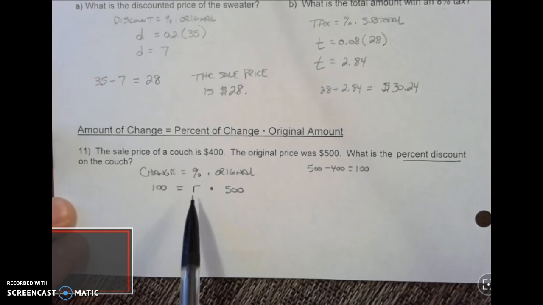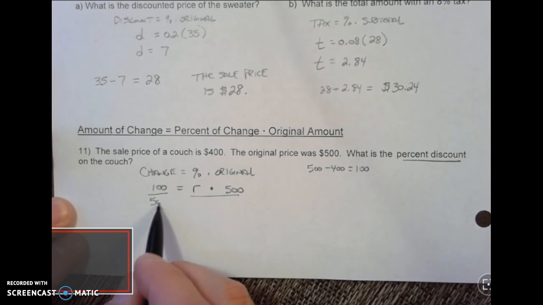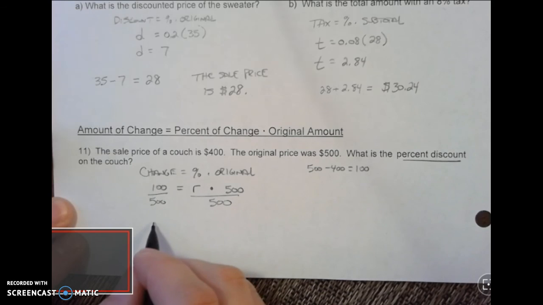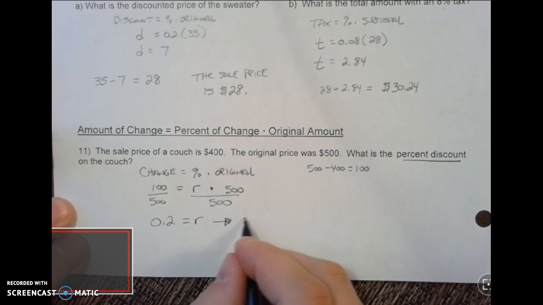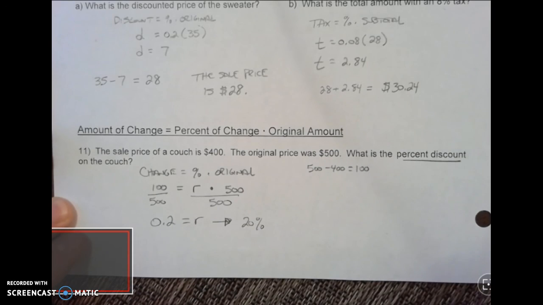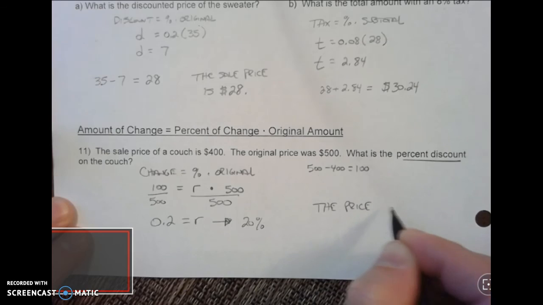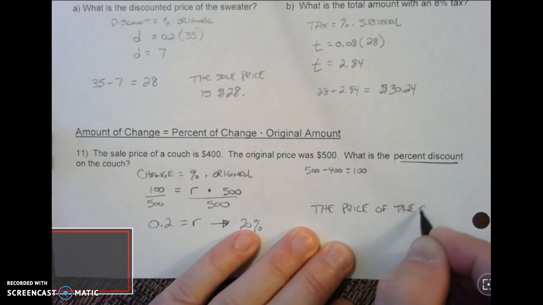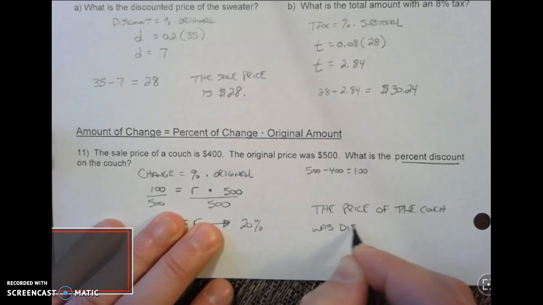And so to get R all by itself in this example, we'll have to divide each side by the $500. And 100 divided by 500 is going to equal 2/10, which is the value of R. But we wanted the percentage, so again, we change this into a percent, and we get 20% here. And so we can say that the price of the couch was discounted 20%.